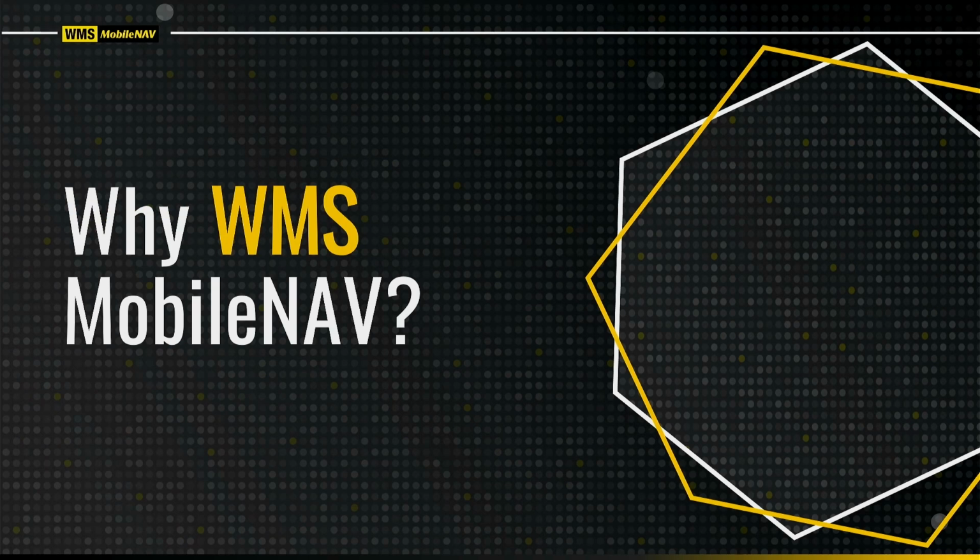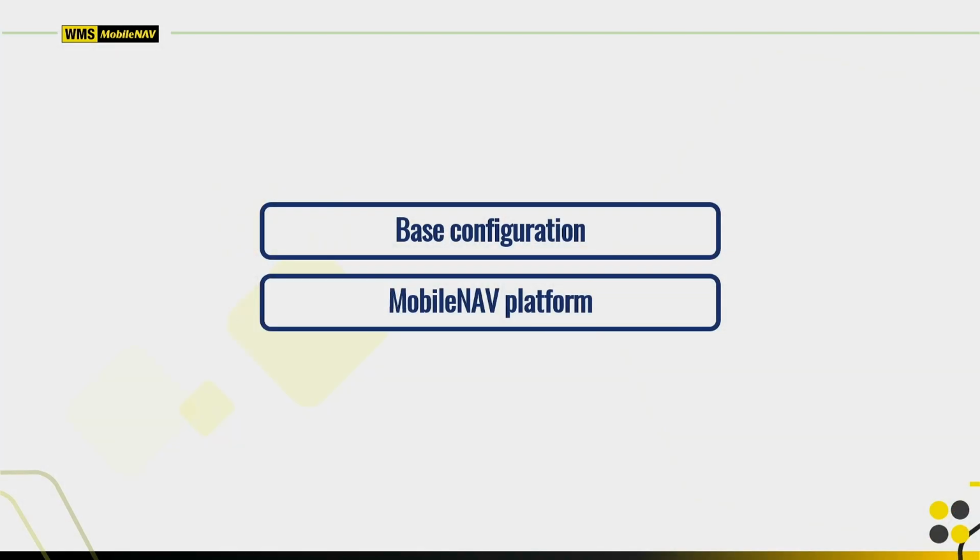Okay, before Tibor demonstrates some important processes of WMS MobileNAV, just a little bit of history. Why do we have those three letters in front of MobileNAV? MobileNAV has been around for quite some time. This is a very extensible product that lets you expose and access your Business Central data and Business Central processes from technically any mobile device.